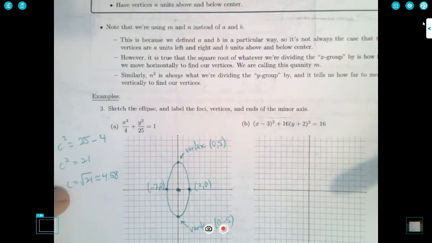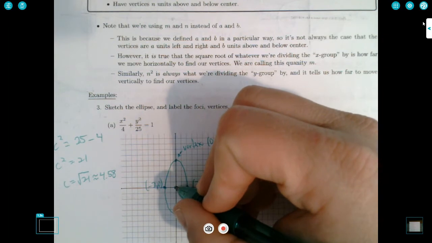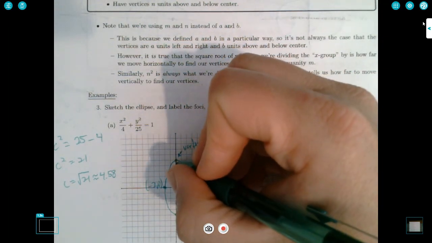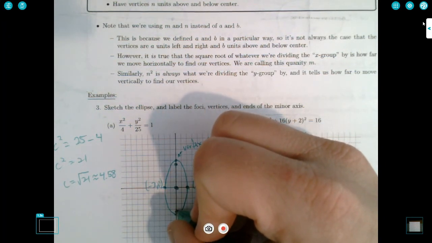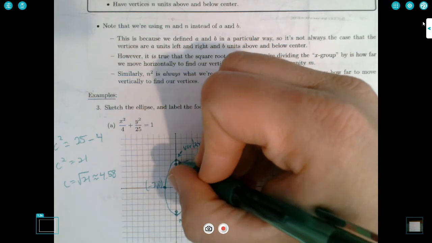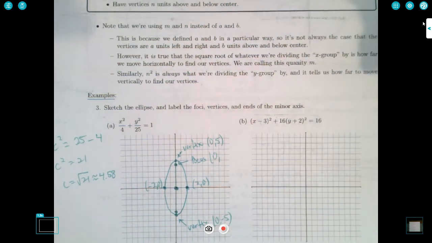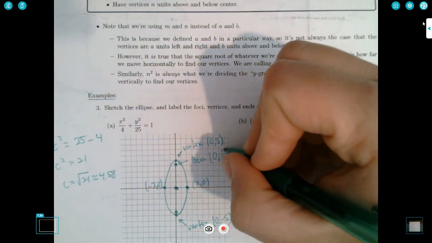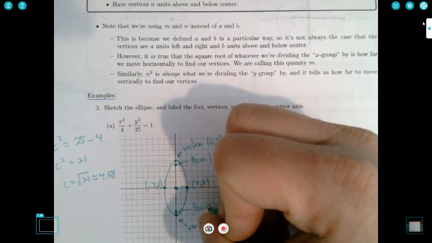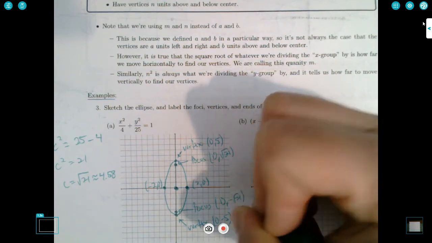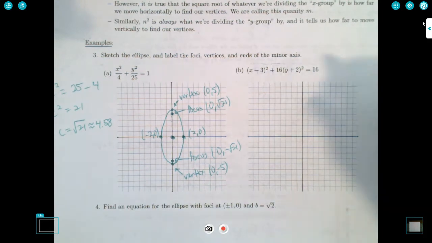Okay, and then remember that the foci are along the major axis. So in this case, that would be the y-axis. So we go 1, 2, 3, 4.58 or whatever. So there's one focus, and then there's another one. All right, so that's a focus, and it's at 0, root 21, and that's another focus, and it's at 0, negative root 21. Okay, so that's that. Let's do another one.